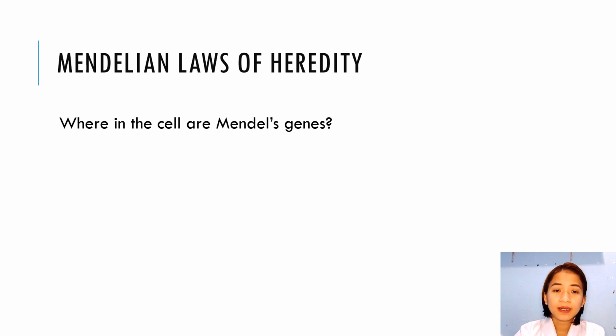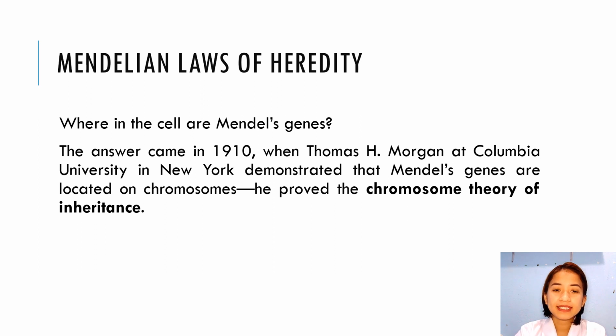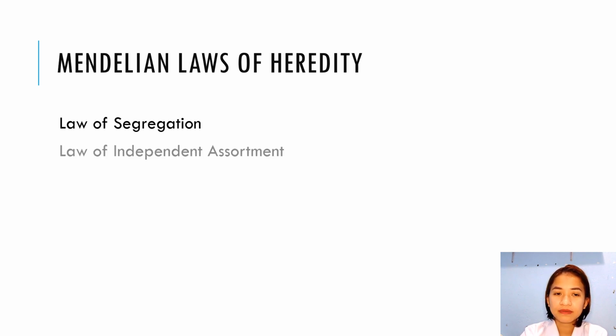Where in the cell are Mendel's genes? The answer came in 1910 when Thomas Morgan at Columbia University in New York demonstrated that Mendel's genes are located on chromosomes. He proved the chromosome theory of inheritance. There are two laws of heredity by Mendel. One is the law of segregation and the other is the law of independent assortment.